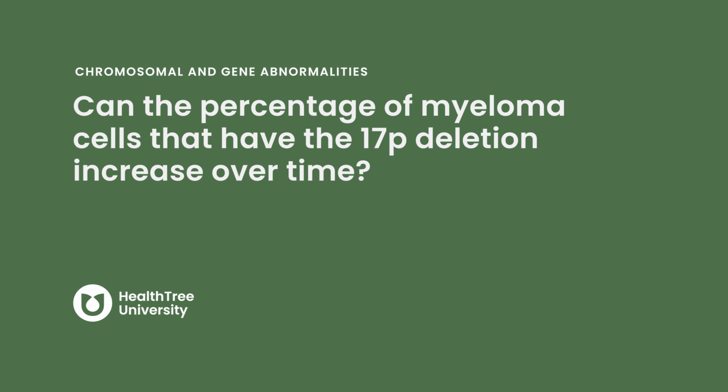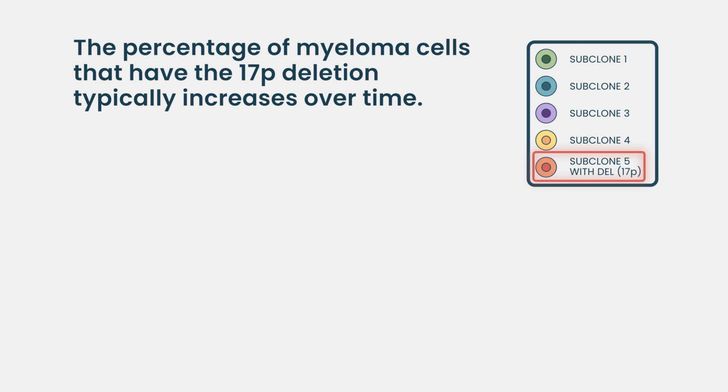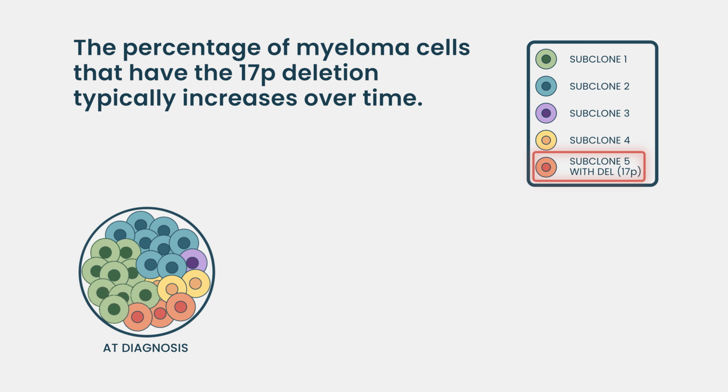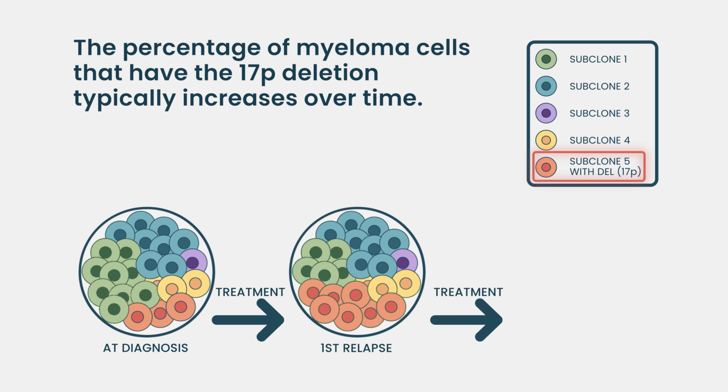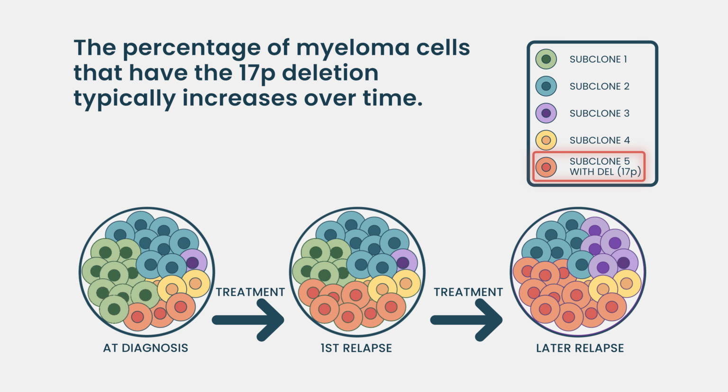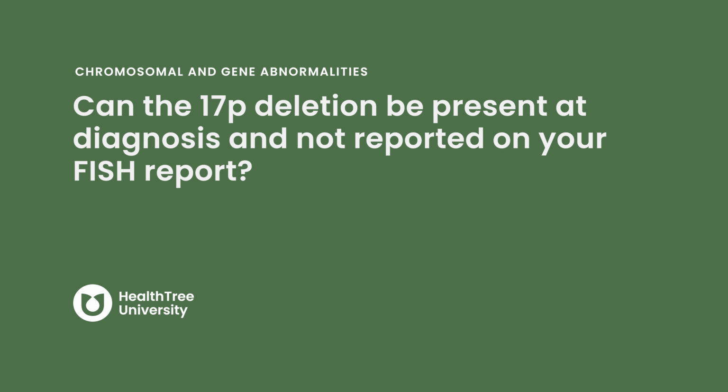Can the percentage of myeloma cells that have the 17p deletion increase over time? It typically does, because if you think about a bunch of different clones in the patient, the ones that we have more trouble getting rid of and keeping away are usually the high risk. So it wouldn't be uncommon to see the 17p deletion, for example, increase in the number of cells as patients relapse over time.